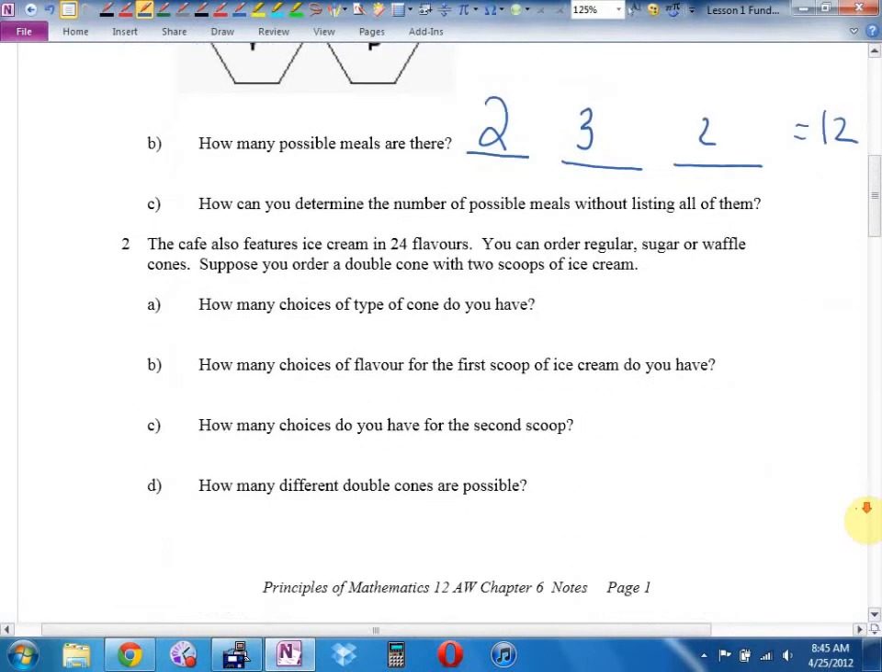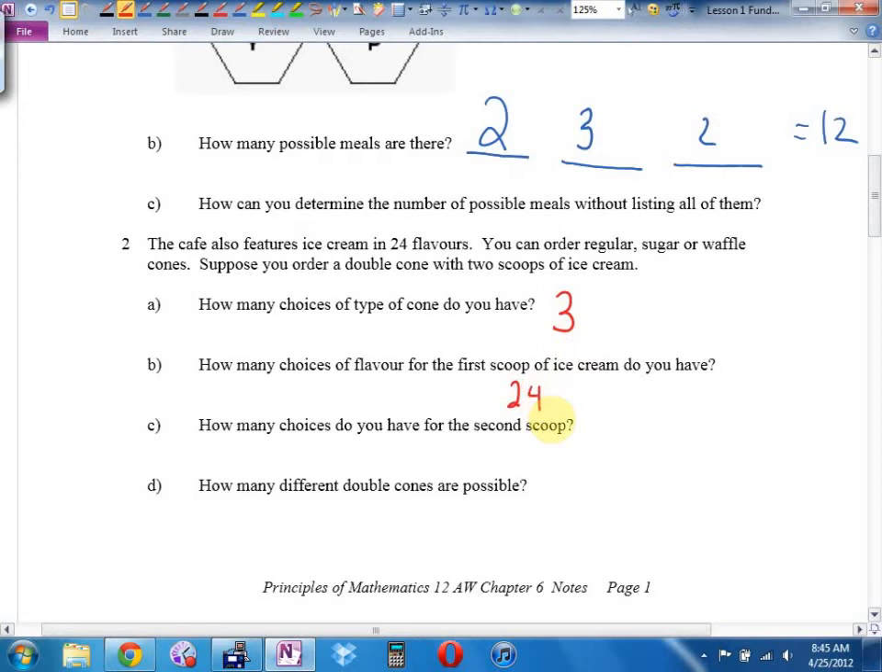The cafe also features ice cream in 24 flavors. You can order regular, sugar or waffle cones. Suppose you order a double cone with 2 scoops of ice cream. Okay, how many choices for the type of cone are there? Read the question. How many choices do I have for the flavor for the first scoop of ice cream? How many for the second scoop?